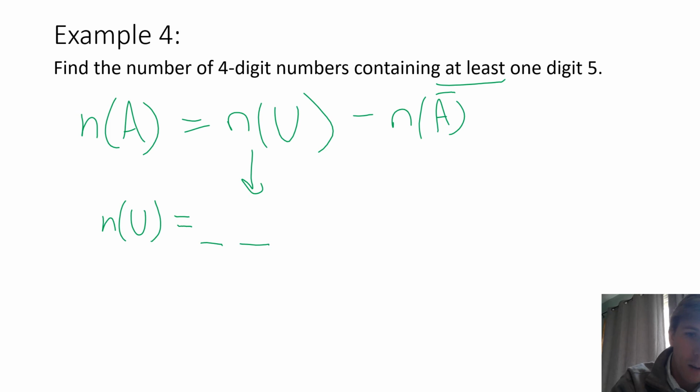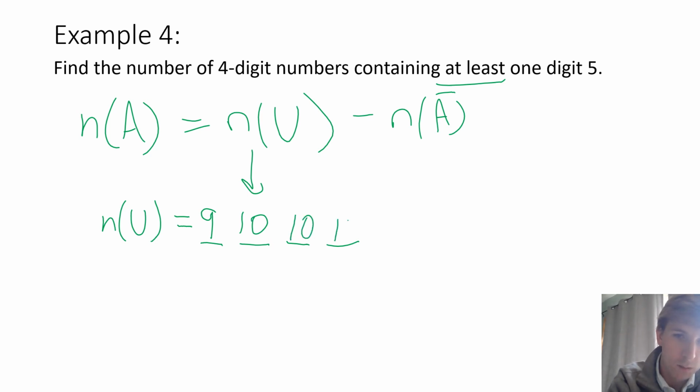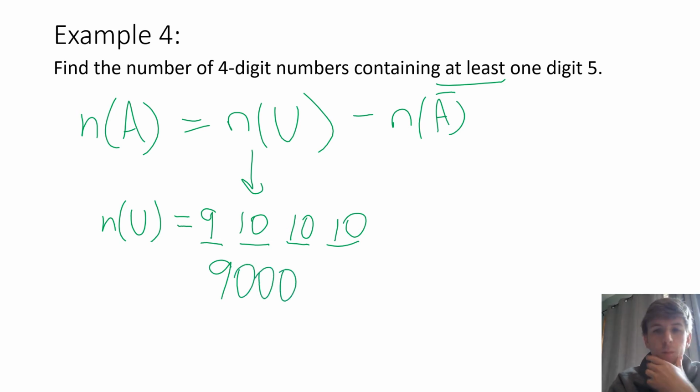If it's a 4-digit number, there are going to be 4 slots here. That first digit can be any digit except 0. If that first digit is 0, it's not a 4-digit number, it would be a 3-digit number. So there are 9 possibilities for that first slot, and for every other slot there are 10 possibilities. So it's 9 times 10 cubed, which is 9,000, minus the number not A.